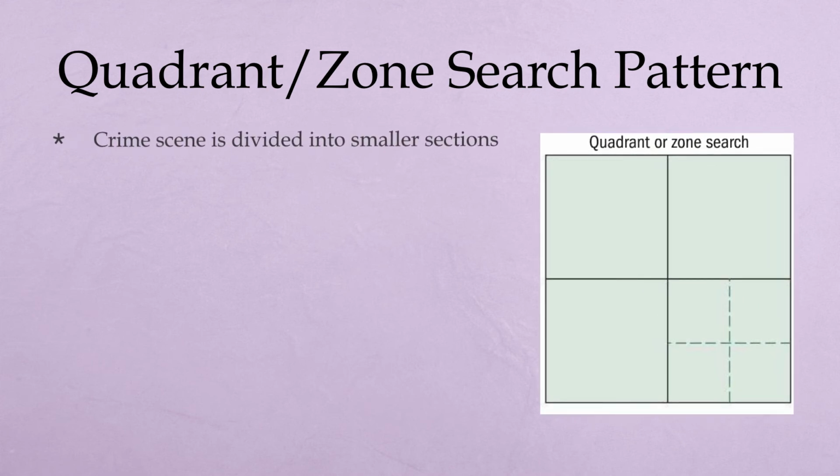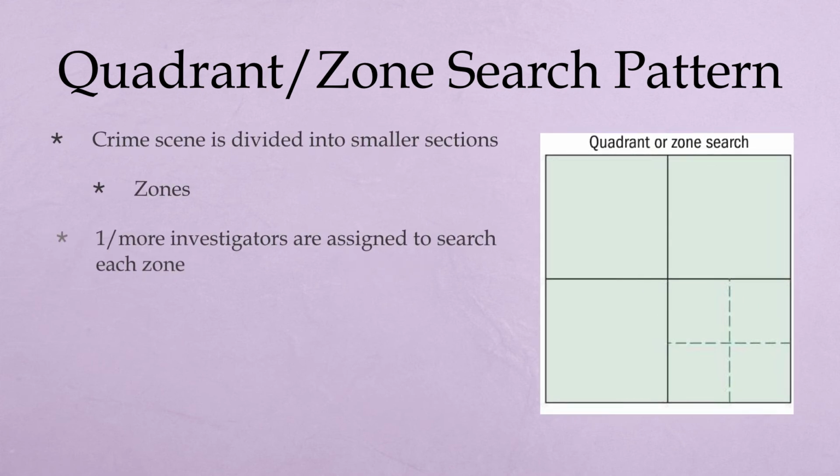In the final search pattern, which is the quadrant or zone search pattern, the crime scene is divided into smaller sections, or what they refer to as zones. And you have 1 or more investigators, depending on the size of the area, assigned to search each zone. By breaking up these zones into smaller areas and then using multiple investigators to search the smaller areas, it allows the investigator to be more thorough in their search because they don't have such a large area to investigate.